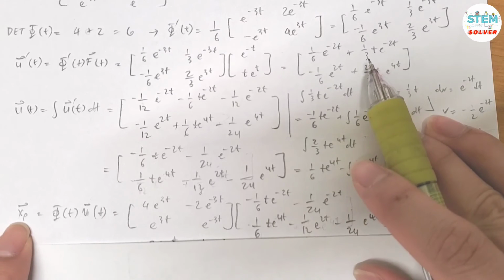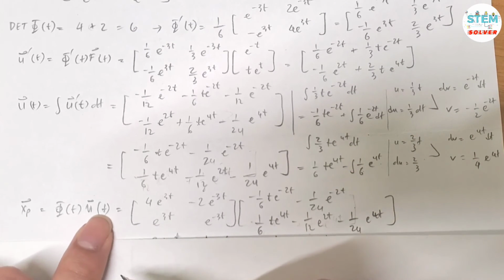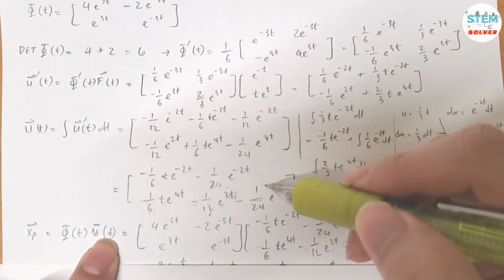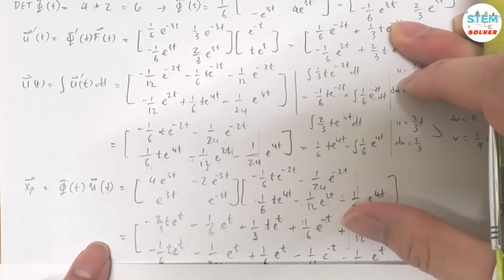Okay, so the non-homogeneous solution is equal to phi of t times u of t. What is phi of t? Phi of t is this matrix. U of t is what you just found, which is this one. Multiply them together, it gives you this matrix.